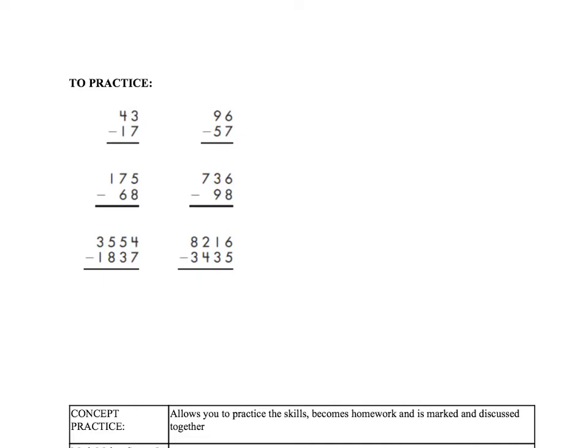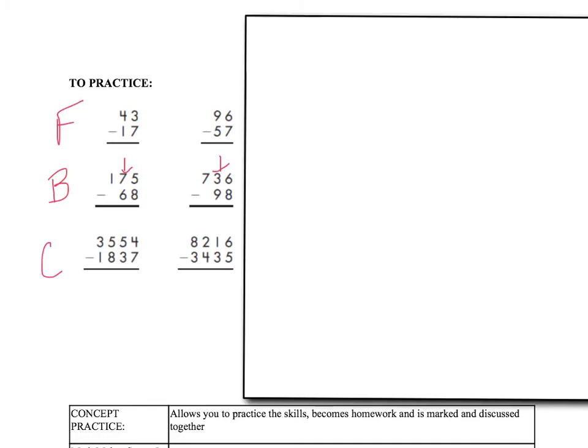We used benchmarks, front-end estimation, compatible numbers. So you can use front-end for this one here, benchmarks here, and let's go benchmarks to the tens place for both, and compatible numbers for this one. Go ahead and press pause and try that now. All right, let's take a look.